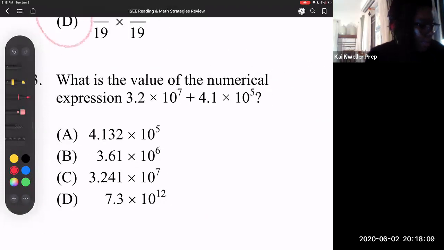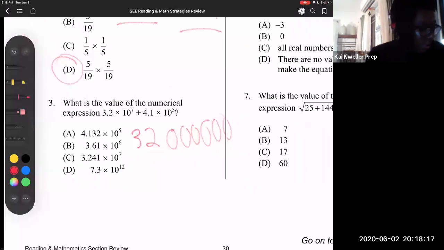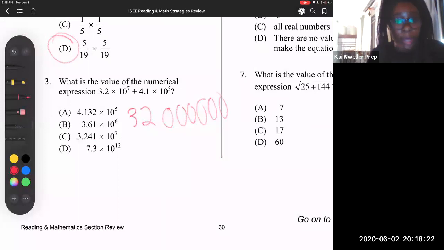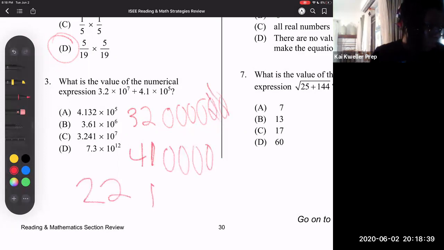3.2 times 10 to the 7th: write a 3 and 2 and add 6 zeros. 1, 2, 3, 4, 5, 6. Then you have 4.1 times 10 to the 5th. Whenever you have a 0.1 or anything like that, you take away one from the exponent. So you have 4.1 and then 4 zeros, 1, 2, 3, 4. Add them together, you get 3, 2. Then you notice that since this one is missing 2 zeros, it just becomes 4, 1.